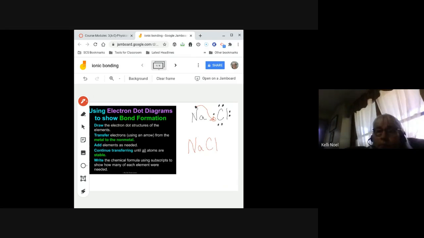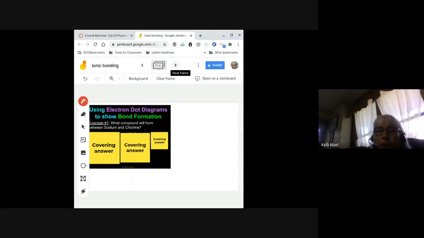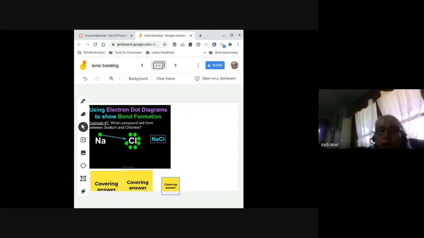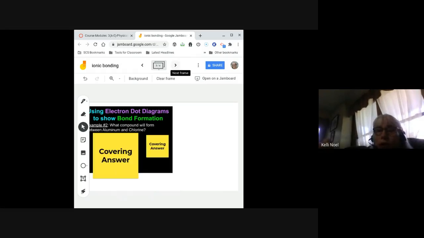So that is the chemical equation. I think this is the example that was here. So yes, sodium and chlorine. If I move this, we have sodium, we have chlorine, and because it transfers one, everybody's happy. It is NaCl. So we're going to now go here.